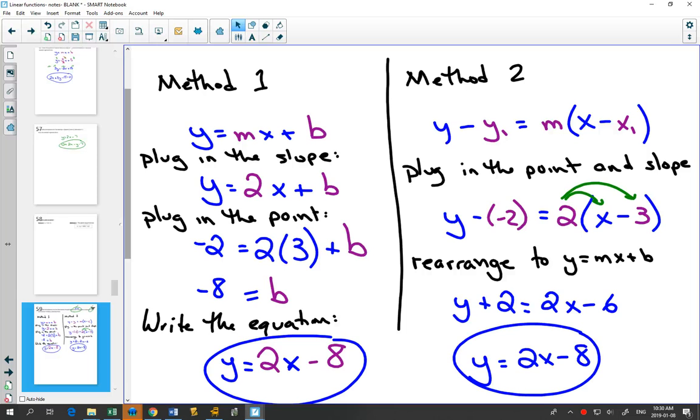Often, if you're asked to write it in y equals mx plus b form, the nice thing about this is that it's already in the right form when you're done. So both of them have advantages and disadvantages, and both of them are good to use.